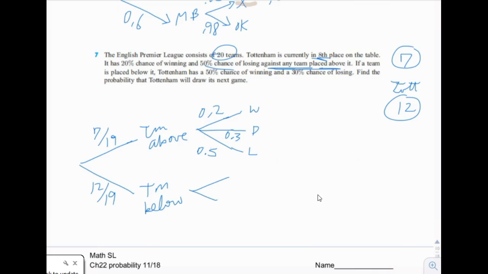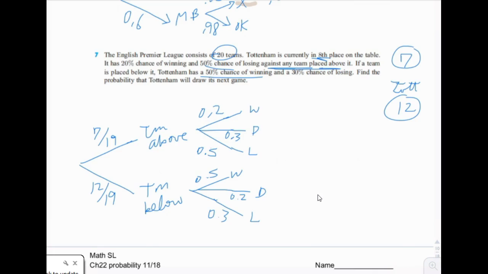And then what about if there's a team below? There's a 50% chance of winning, if it's a team below. And a 30% chance of losing. And then the remainder, which is 0.2, would be draw.